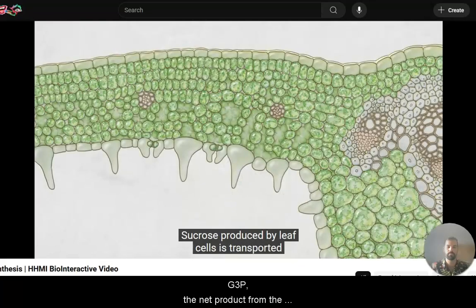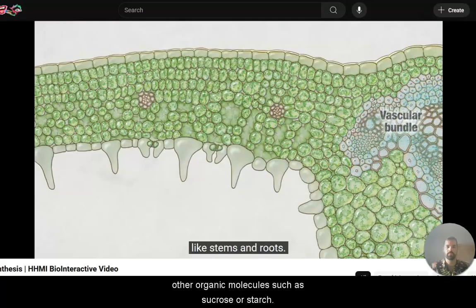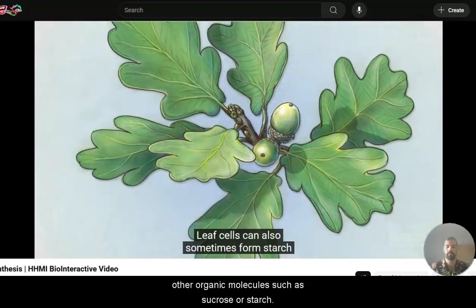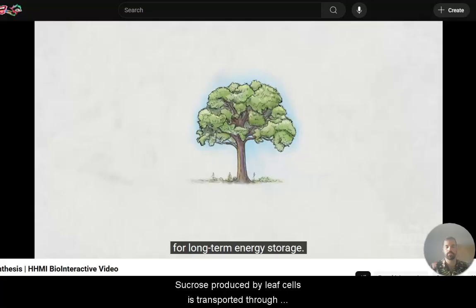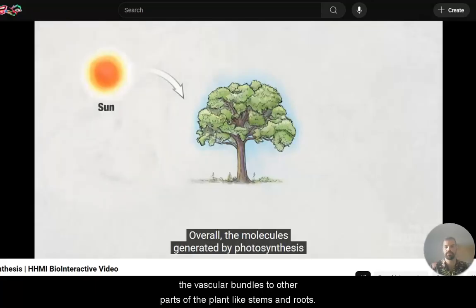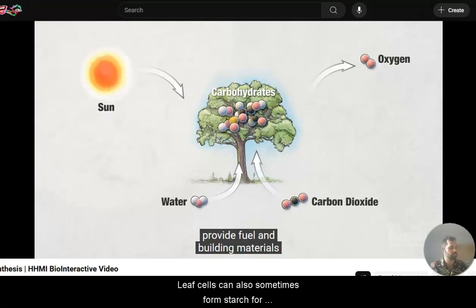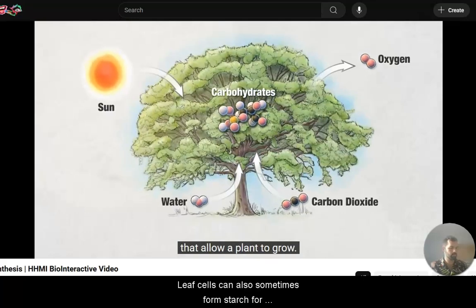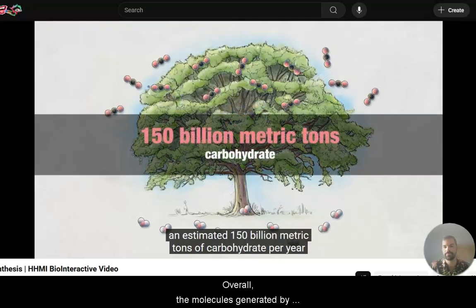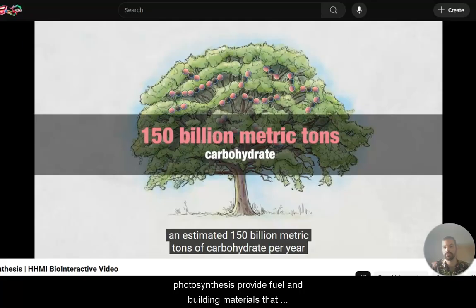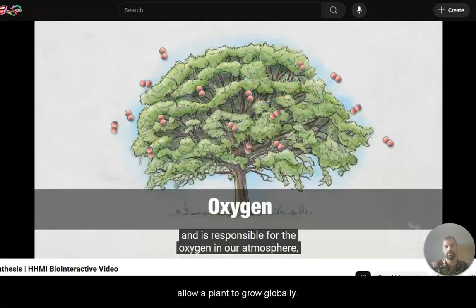G3P, the net product from the Calvin cycle, can be used to generate other organic molecules, such as sucrose or starch. Sucrose, produced by leaf cells, is transported through the vascular bundles to other parts of the plant, like stems and roots. Leaf cells can also sometimes form starch for long-term energy storage. Overall, the molecules generated by photosynthesis provide fuel and building materials that allow a plant to grow.